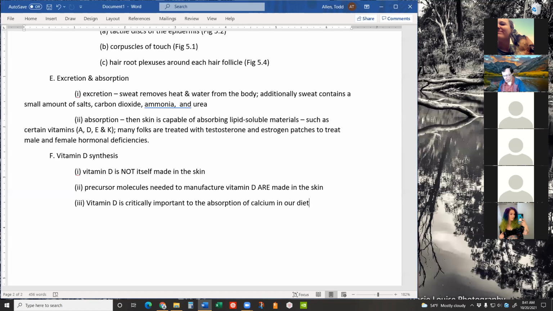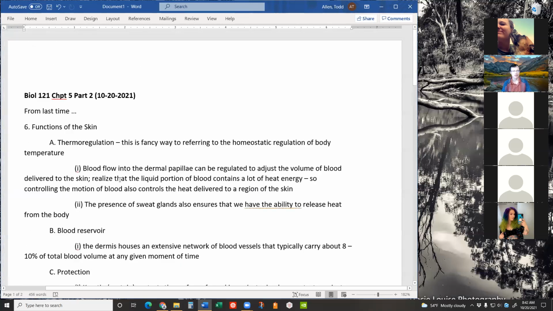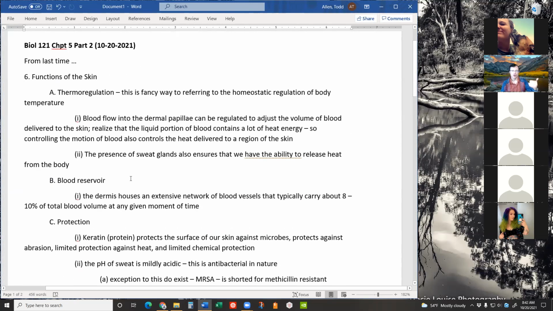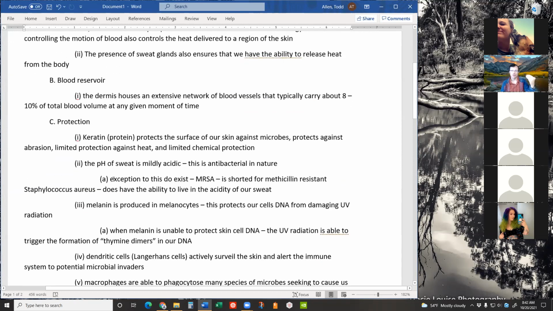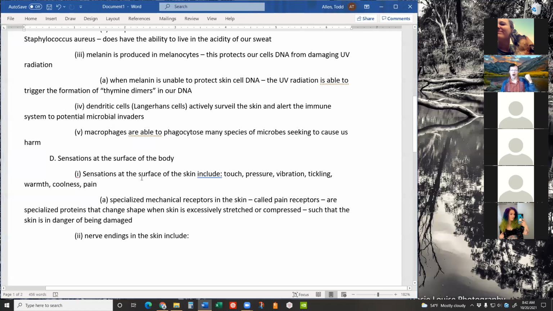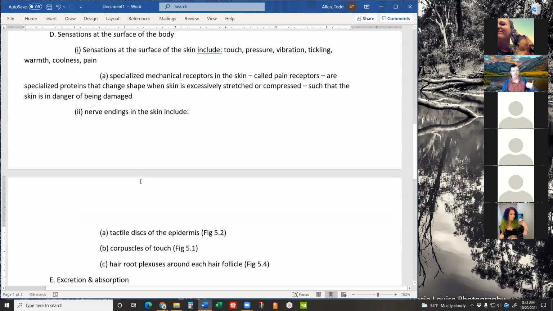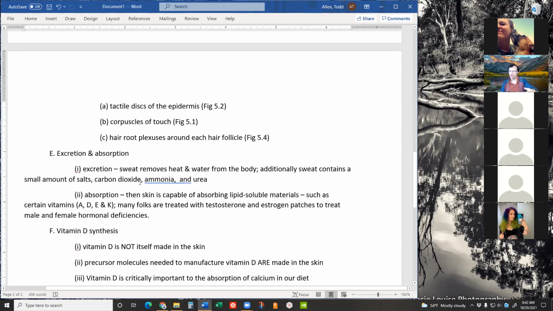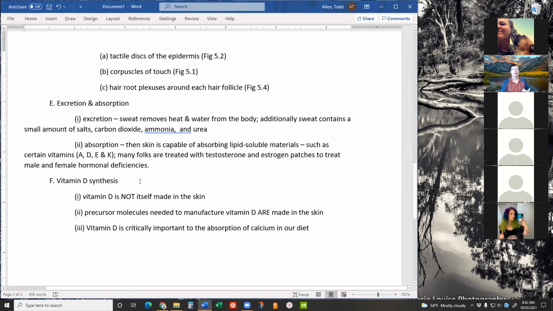Folks, do you have any questions about functions of the skin? If you look at this laundry list of items we've placed into it: regulating your body temperature, storing blood volume, protecting us from a variety of threats from the environment, microbial threats, ultraviolet radiation threats, offering us the capability to sense the world around us through touch, vibration, tickling, excreting material to cool us, absorbing material that is important for hormones and vitamin composition, synthesizing the precursors to vitamin D. The skin is hugely important to our overall health.